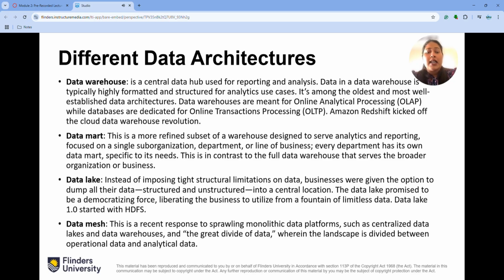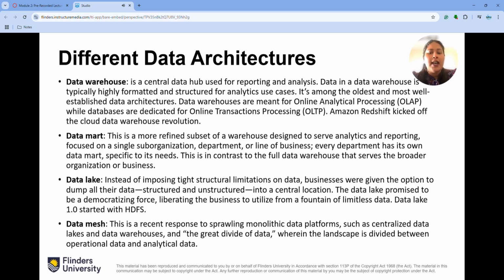A data lake, in contrast, is a storage system that can handle large volumes of raw, unstructured, semi-structured, and structured data, often at a much larger scale than a data warehouse. It provides flexibility for storing diverse data types, but requires more processing to extract meaningful insights.